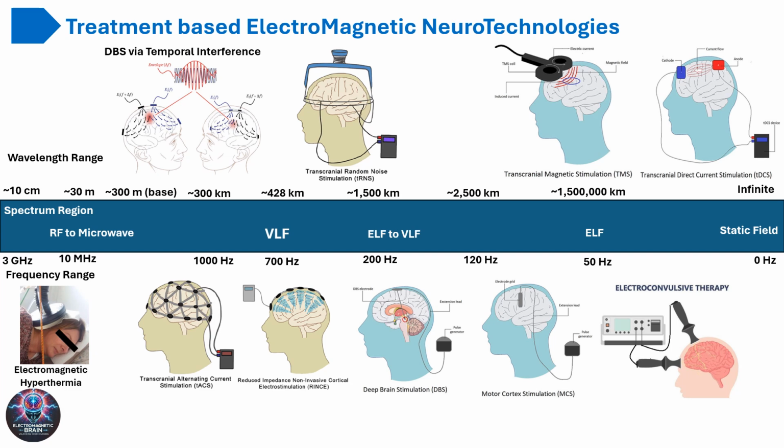2. Electromagnetic RF, radio frequency, and microwave frequencies, 10 MHz to 3 GHz, are used to heat and destroy cancer cells. The targeted heating spares surrounding healthy tissue. 3. Temporal interference stimulation uses two high-frequency electrical fields that intersect to create low-frequency stimulation. This technique could provide non-invasive DBS alternatives. Understanding these frequency ranges helps tailor treatments to specific conditions, making electromagnetic neurotechnologies powerful tools in modern medicine.